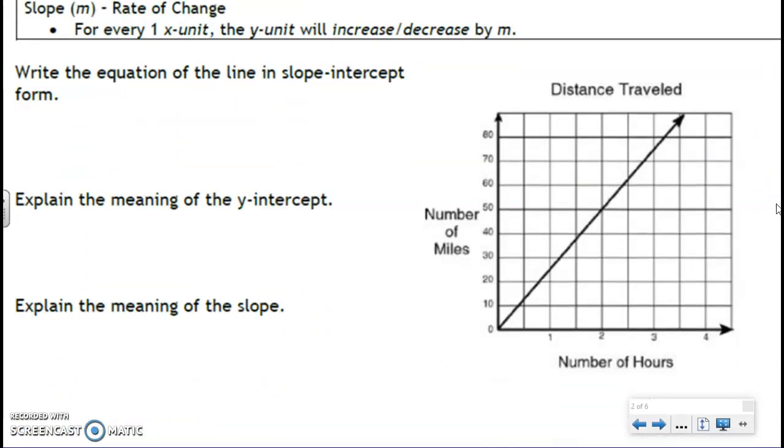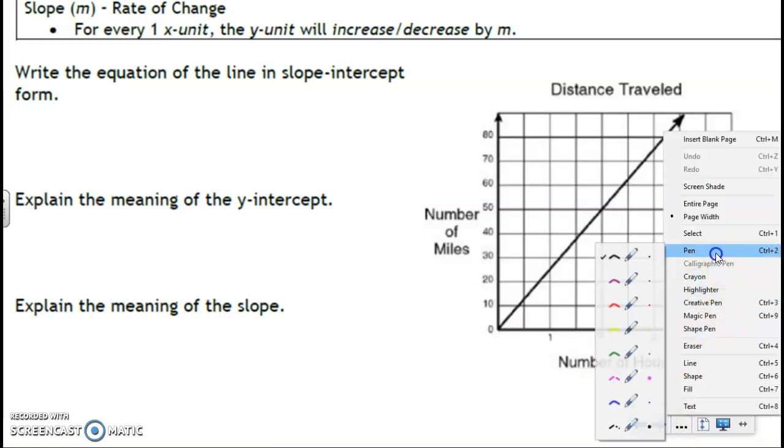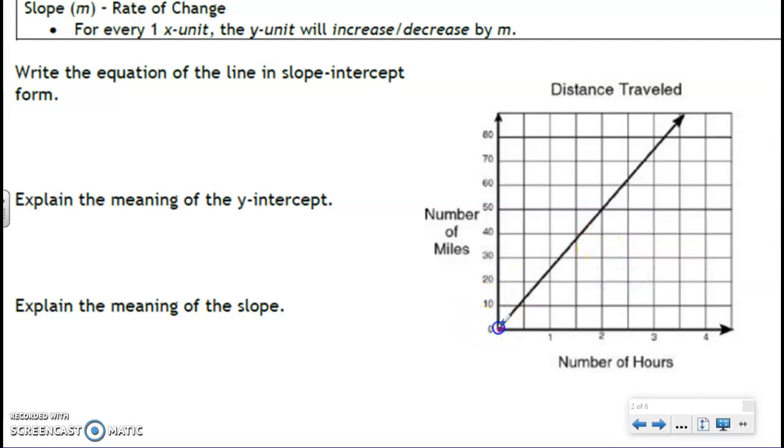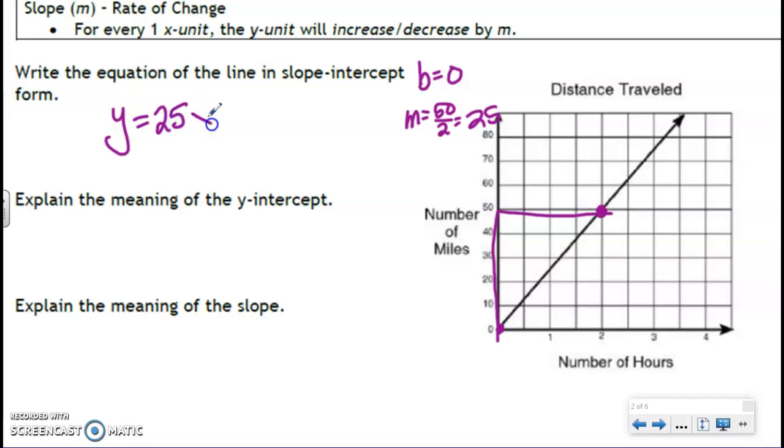So we're going to do the same thing that we did in 5.4 and write the equation of the line by finding our m and our b. So I'm going to start with my b. My b is at 0. And then if I find where it crosses at the corner, I can draw a triangle in. And notice my labels, I go up 50 over 2, which reduces to give me 25. So my equation is y equals 25x, or y equals 25x plus 0.